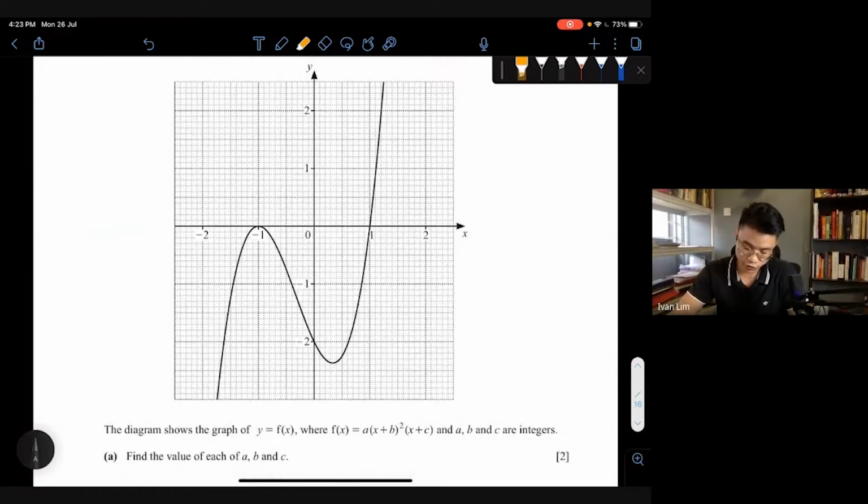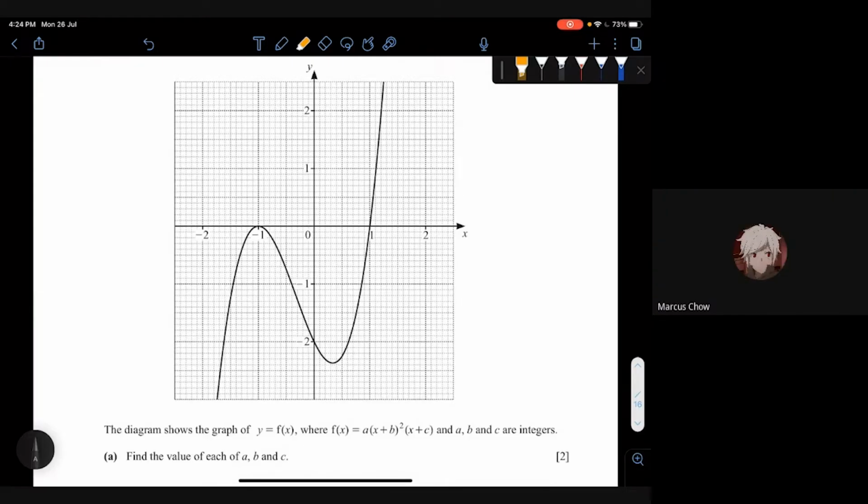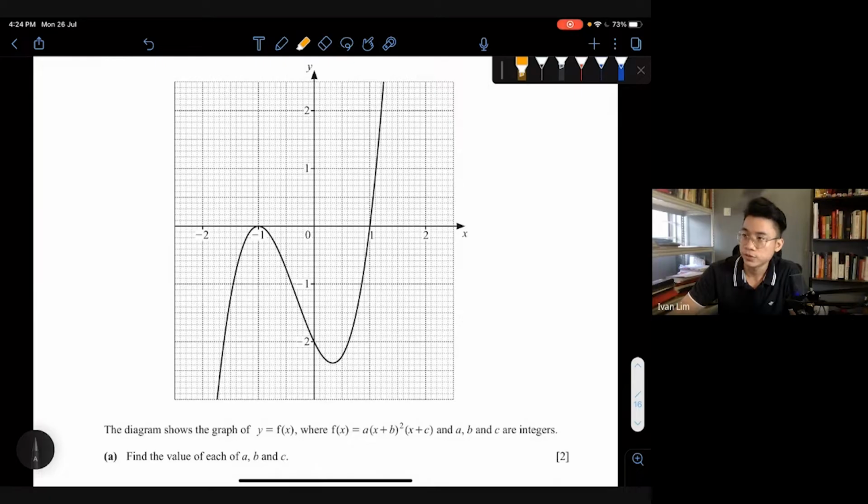The diagram shows the graph y equals f(x), where f(x) equals a(x plus b) squared (x plus c), and a, b, c are integers. Find the value of a, b, and c. A is 2. How do you get 2?